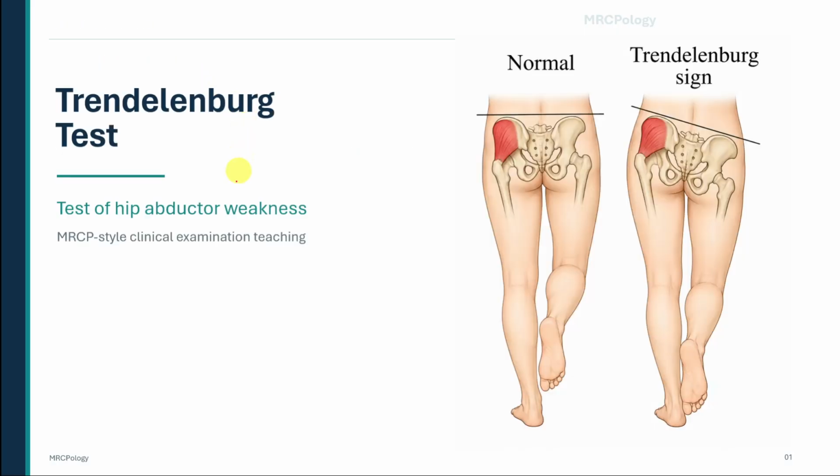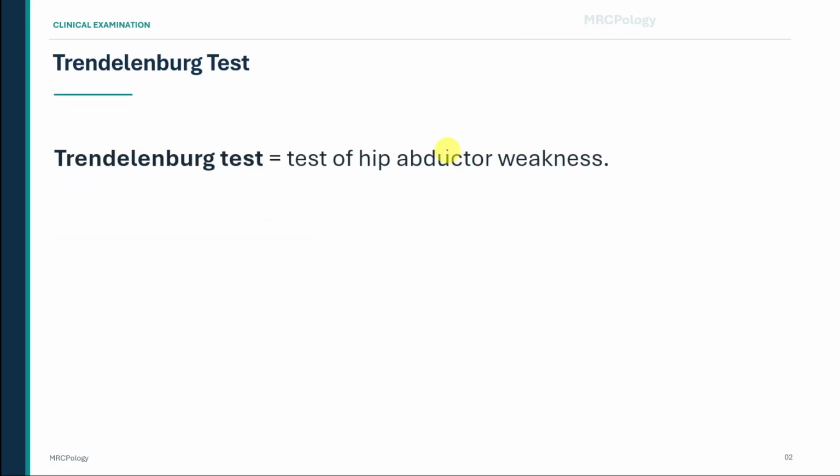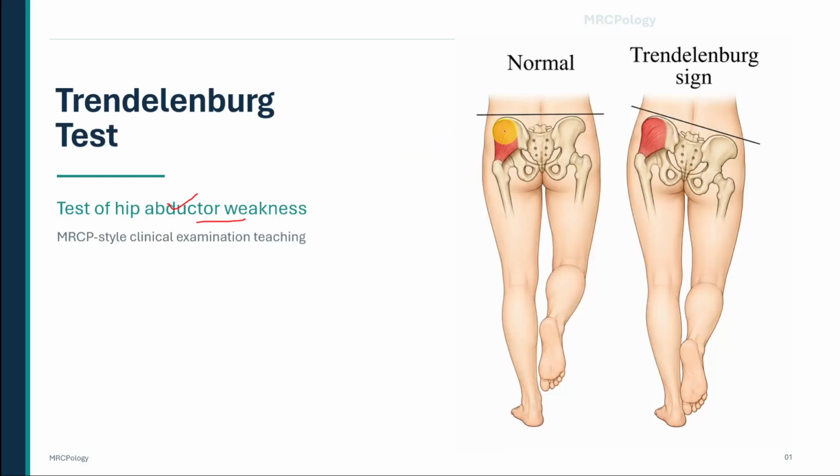Trendelenburg test is a functional test of hip abductor weakness. In a proper lower limb examination, this test should not appear suddenly as an isolated maneuver. By this stage, you are already building a clinical impression from the flow of the exam. During gait, you may have noticed a waddling pattern, pelvic dipping, or the patient leaning the trunk over one side. During proximal power testing, you may have found weakness of hip abduction.